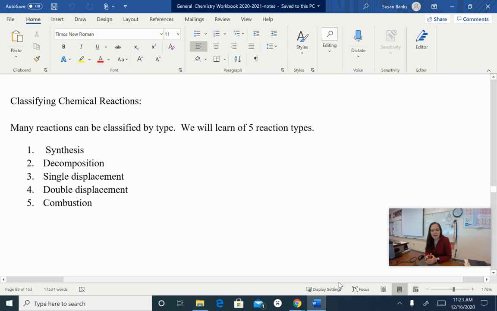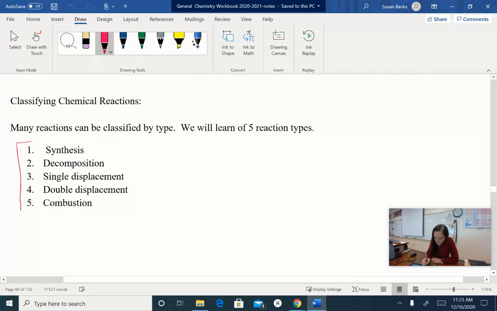All right, Gen Chem, we are going to start layering on balancing equations by also talking about different reaction types. There are 5 main types of chemical reactions that we're going to talk about today, and we will learn how to spot them, hopefully see the patterns. So the 5 reaction types that we have are right here.